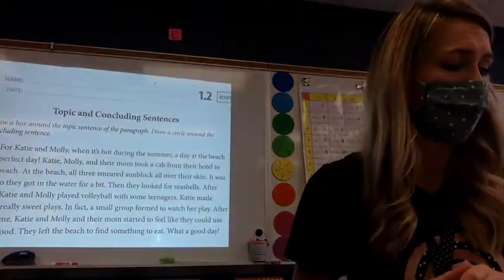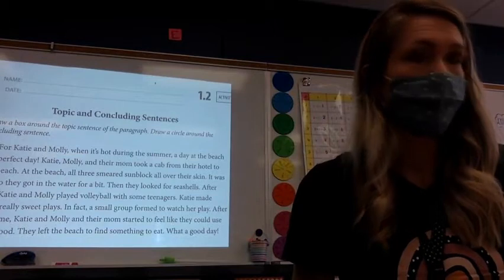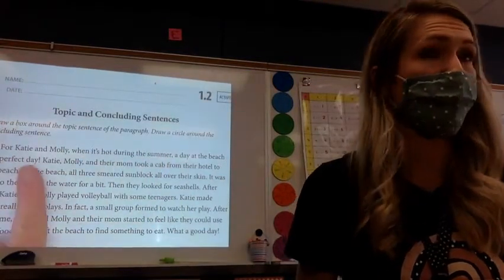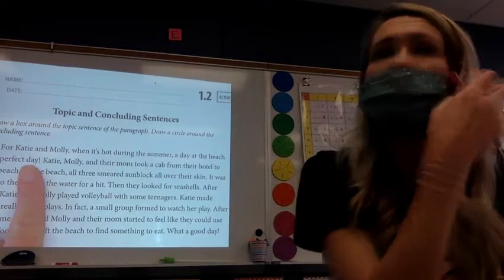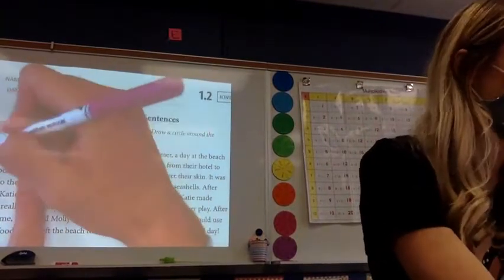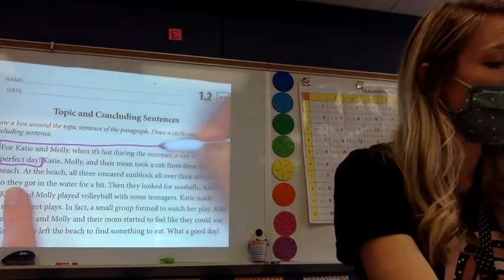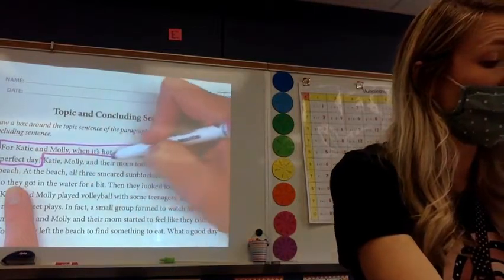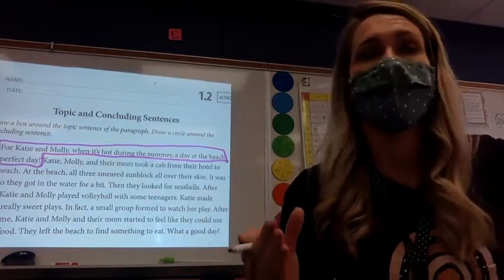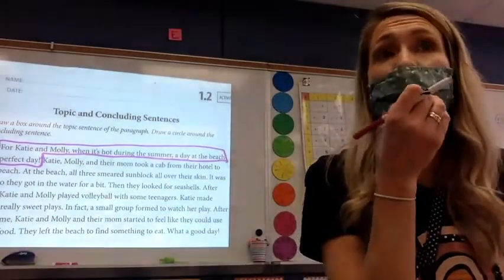Kason, what is our topic sentence? He says that first sentence. For Katie and Molly, when it's hot during the summer, a day at the beach is a perfect day. That sentence right there, we can predict even just by reading that, the rest of the paragraph is going to be about what? The beach, and them being at the beach, right? So we know that's the topic sentence. The topic sentence is giving us the idea that being at the beach is a perfect day for Katie and Molly. We can decide just by reading that one sentence, everything else is going to be about a day at the beach. That's what the topic sentence does. It gives you a preview of what you're about to read.